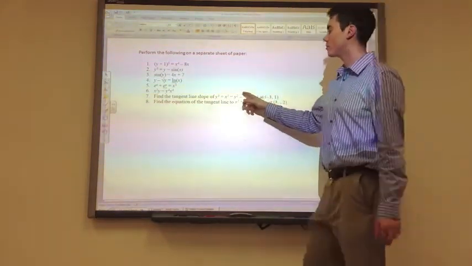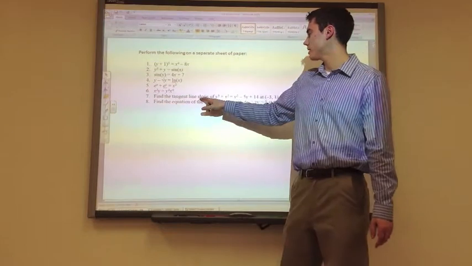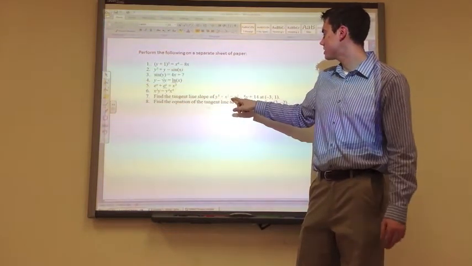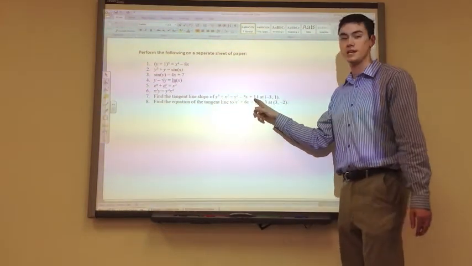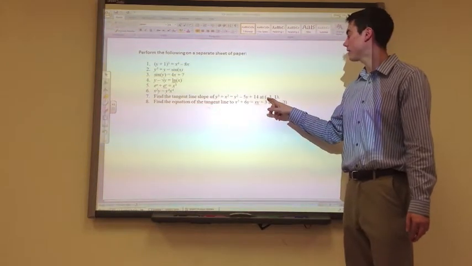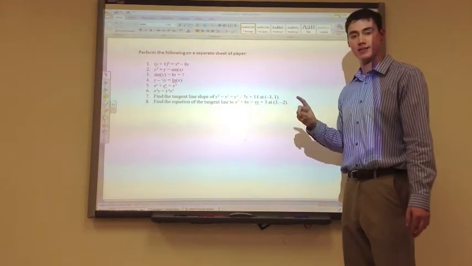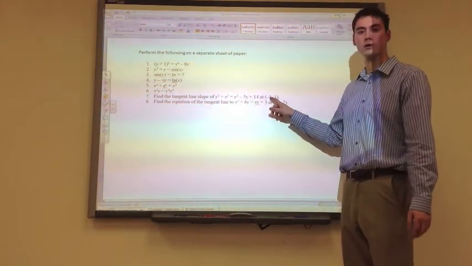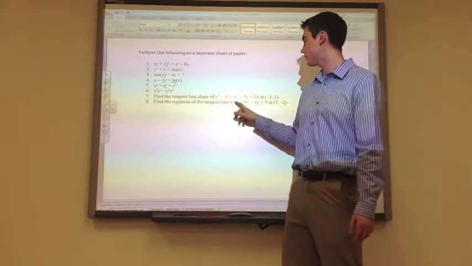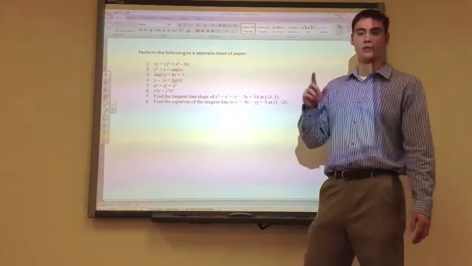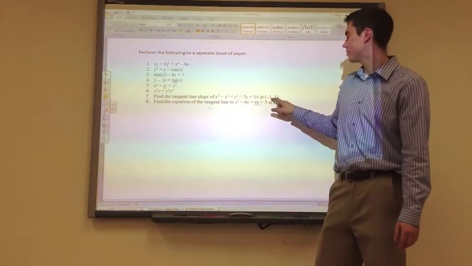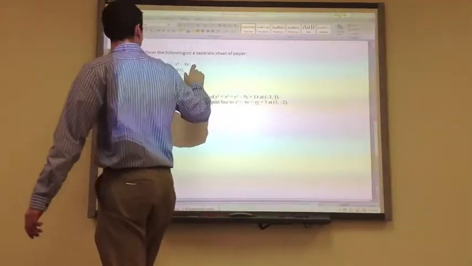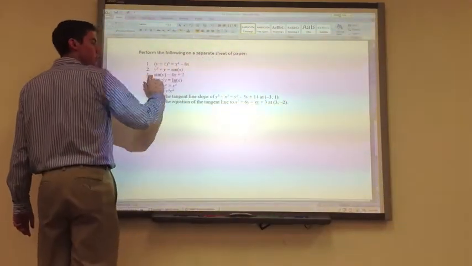If you take a look at number 7, it says find the tangent line slope of y cubed plus x squared is equal to y squared minus 5y plus 14 at the point negative 3 comma 1. In this instance, I've given you both an x and a y coordinate, and so once you find the derivative of this expression using the method we just discussed, you'll then take this point and plug it in. So let's take a look at number 1. Let's go ahead and give that a shot.